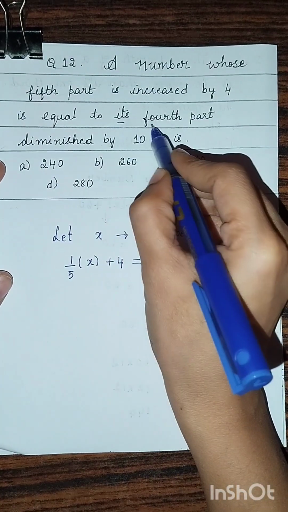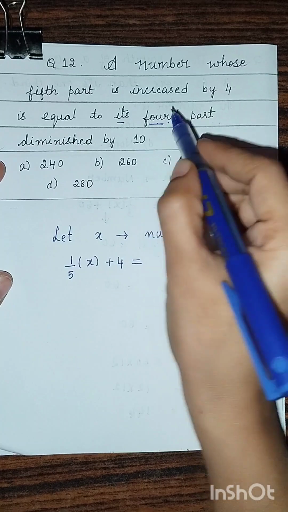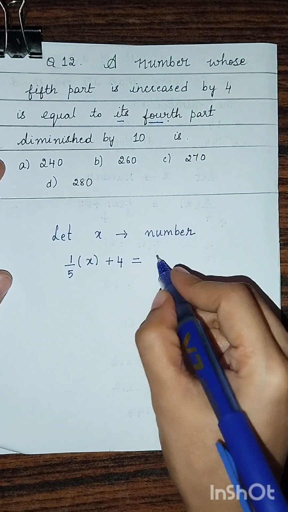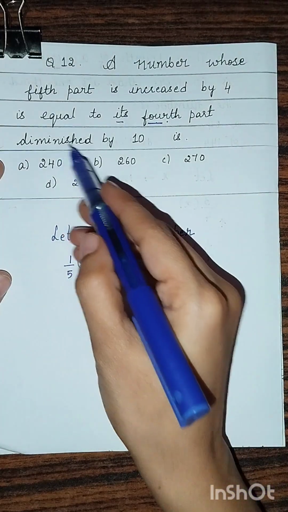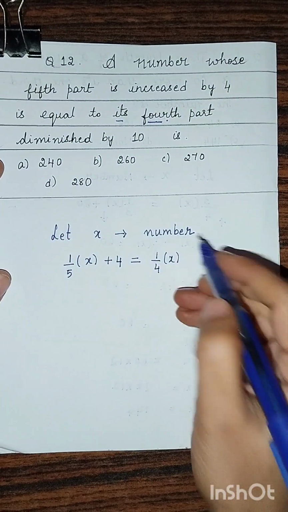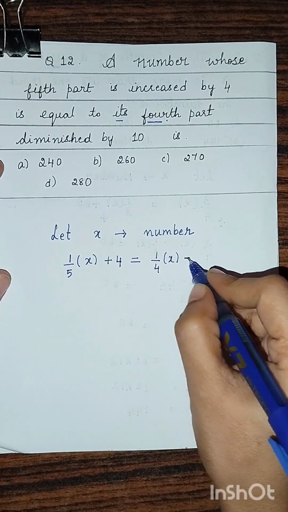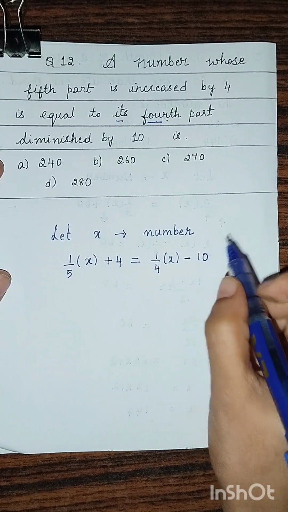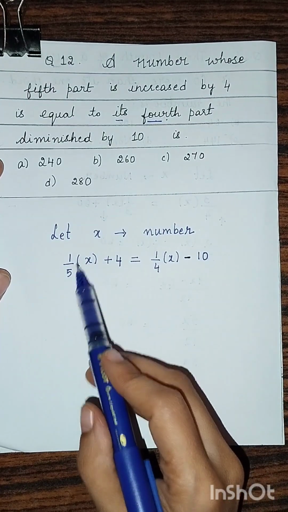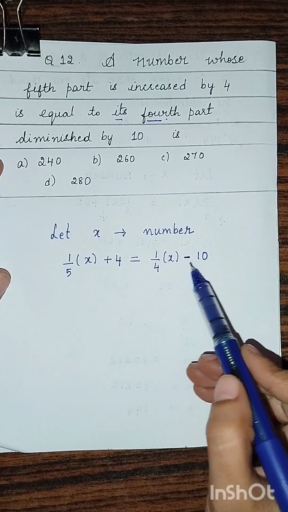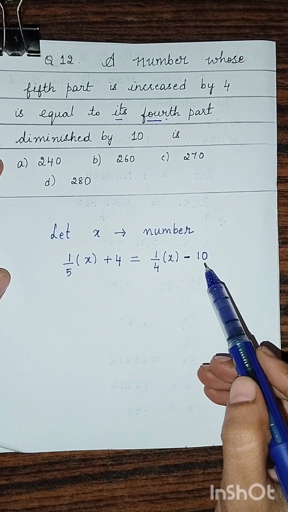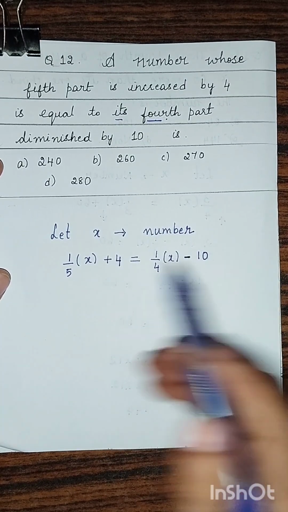its fourth part. Its fourth part means fourth part of this unknown, so 1/4 of x, diminished by 10. Diminished by 10 means you have to subtract 10. So you take the same number, fifth part, you add 4, and that will be equal to the fourth part after deleting 10 from it. So let us find that unknown number.